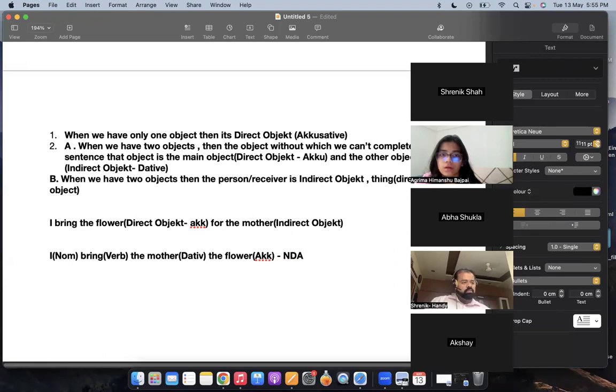This is a very important rule: if we don't have any preposition in the sentence, we have to follow this pattern, NDA. That means I cannot write it the other way. I cannot write I bring the flower the mother. I have to write I bring the mother the flower. So NDA means nominative first, then dative, and then accusative. Is that clear till here?